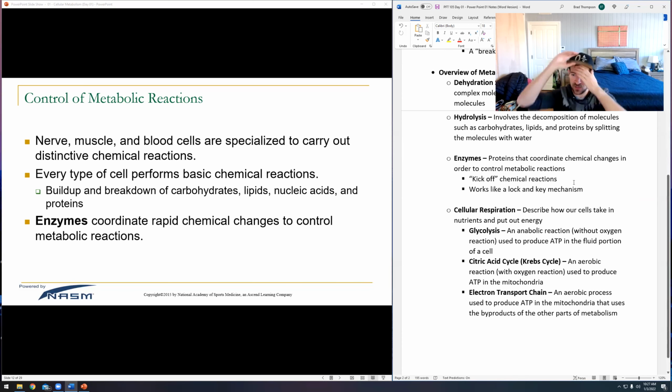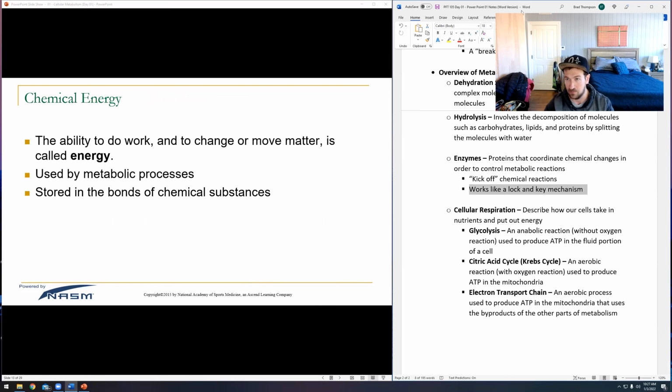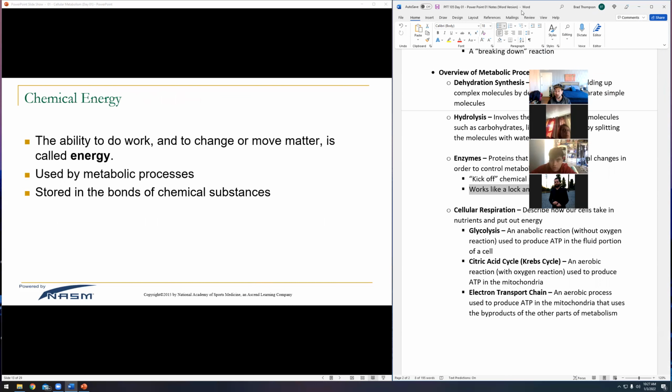Enzymes are basically little proteins that coordinate chemical changes. I like to say they kick off chemical reactions. And when they actually use this, it works like what they call a lock and key mechanism. That's why I always use the analogy of a car. Your car runs on gasoline, but you can't use that gasoline until you tell it to kick off the chemical reaction by sticking your key in the ignition. When you do that, it starts all the explosion, starts combusting, and boom, you start using your gasoline.